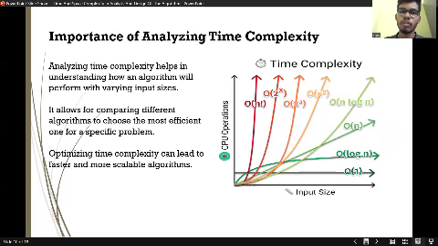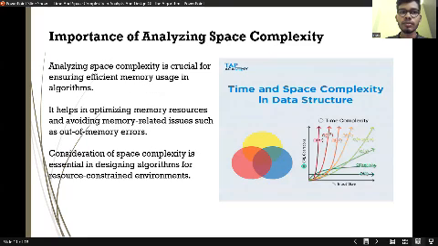It will be based on some factors. First of all, it depends on the input size, it depends on the basic operation performed, and it depends on the quality of the input size with respect to the basic operation. So it allows for comparing different algorithms to choose the most efficient one for the specific problem. Next, optimizing the time complexity can lead to faster and more scalable algorithms.